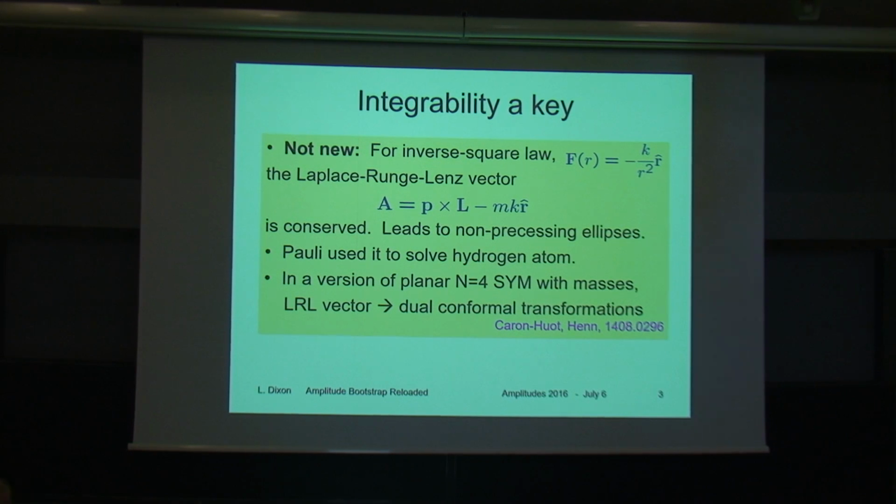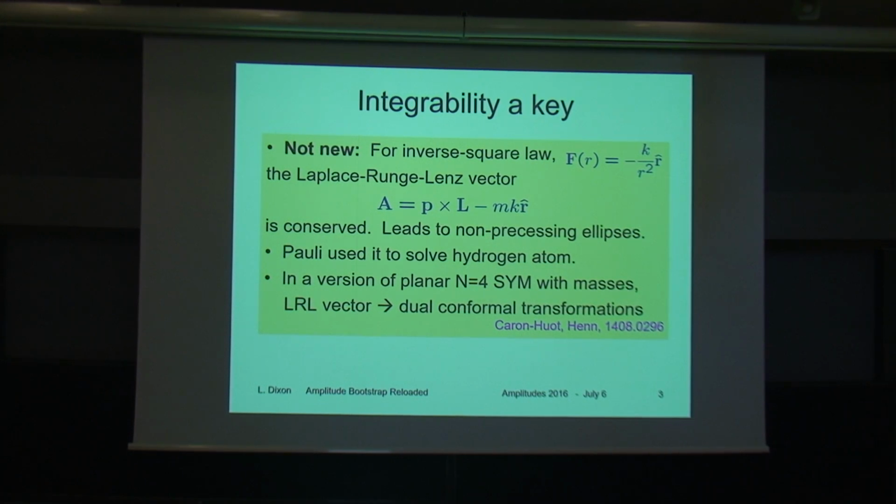And there's a conservation of an additional quantity in addition to the energy and the angular momentum. There's this Laplace-Runge-Lenz vector, which is conserved. And at the quantum level, Pauli used it to solve for the spectrum of the hydrogen atom, finding the additional O(4) symmetry that's only broken by relativistic effects.